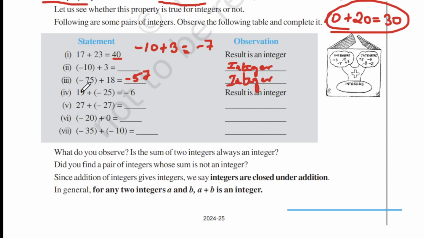Okay. And we have 19 plus minus 25. So we need to subtract. 25 minus 19 is 6, and 25 has the negative symbol, and 25 is the largest number as well. So it carries minus 6, which is an integer as well. So next one: 27 plus minus 27. So 27 minus 27 is equal to 0, which is an integer as well.